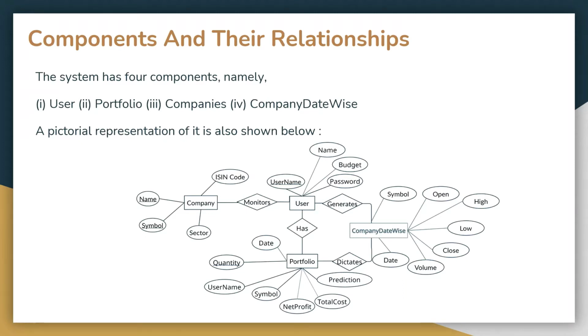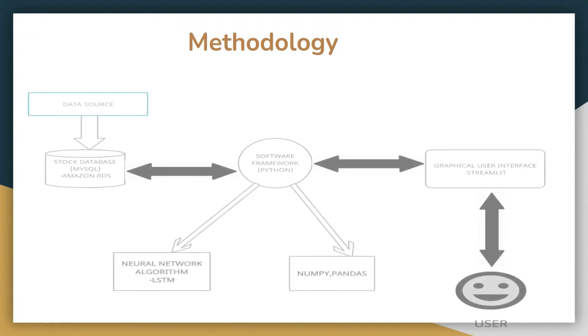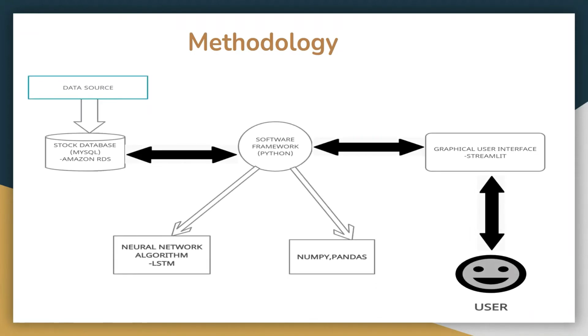And the portfolio contains the stock that we have predicted with their particular quantity. Next is methodology. The proposed method for developing the system consists of mainly three major steps. The first is data is collected and sorted for relevancy from various sources.